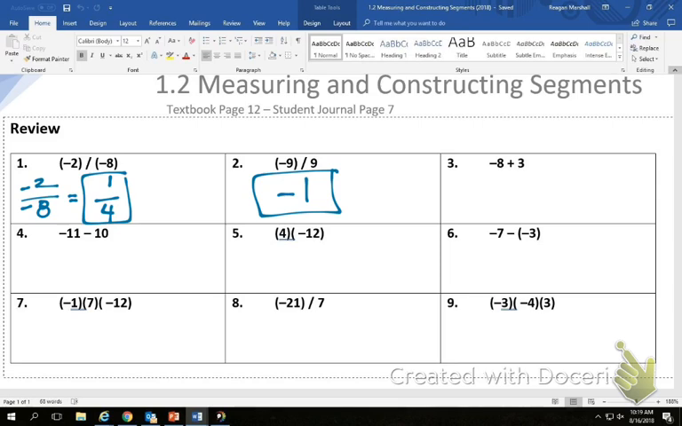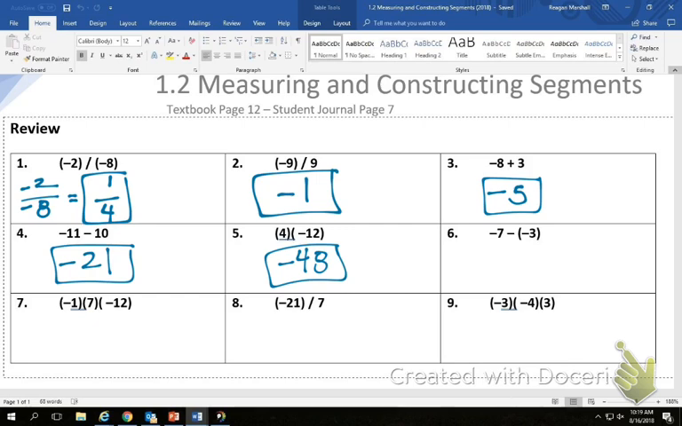Okay, -9 divided by 9. I do like when you box your answers so you can circle them. Just show me where your answer is. -8 plus 3. -5. -11 minus 10. -21. 4 times -12. -48. -7 minus 3. -4. Minus makes a plus.